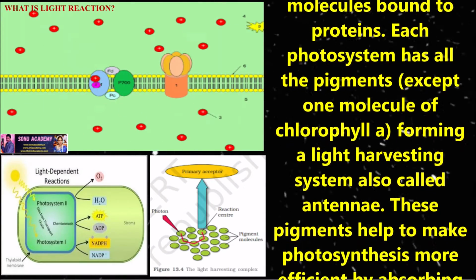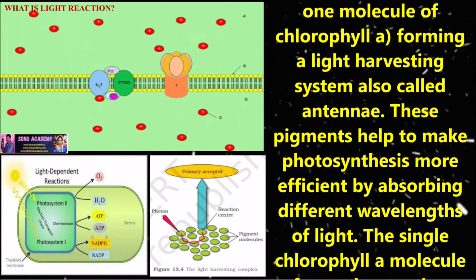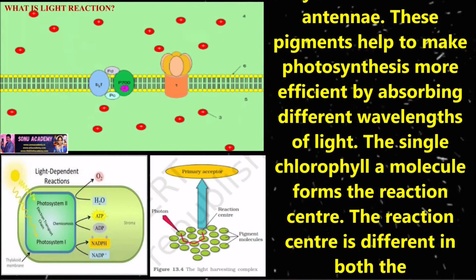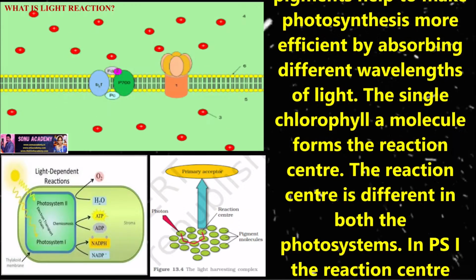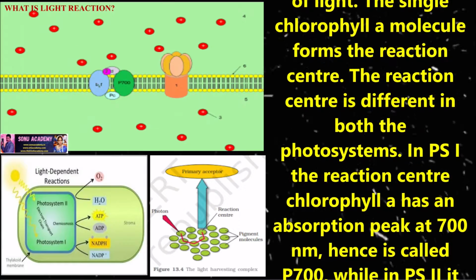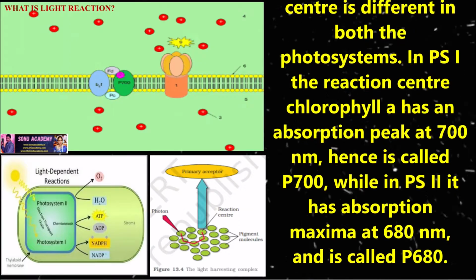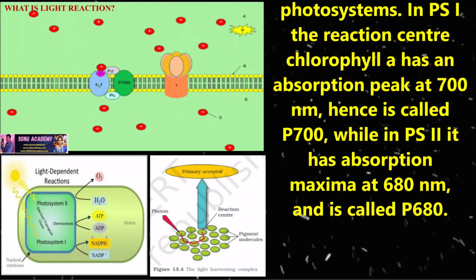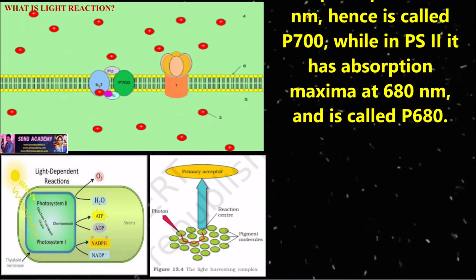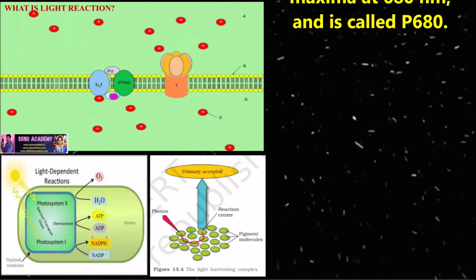Each photosystem has all the pigments forming a light harvesting system, also called antennae. These pigments help to make photosynthesis more efficient by absorbing different wavelengths of light. A single chlorophyll A molecule forms the reaction center. The reaction center is different in both the photosystems. In PS1, the reaction center chlorophyll A has an absorption peak at 700 nm, hence it is called P700, while in PS2, it has absorption maximum at 680 nm and it is called P680.